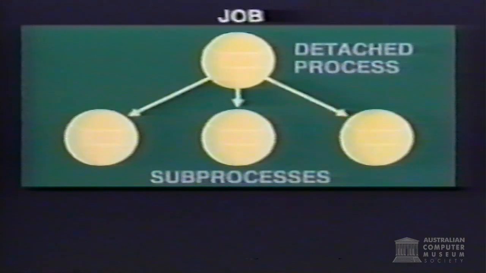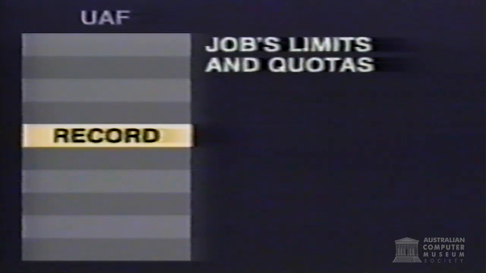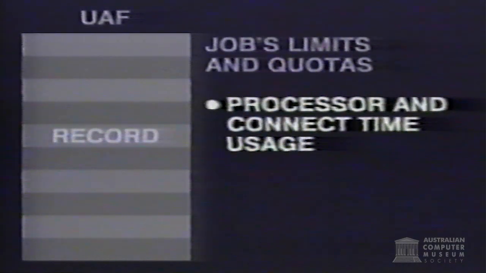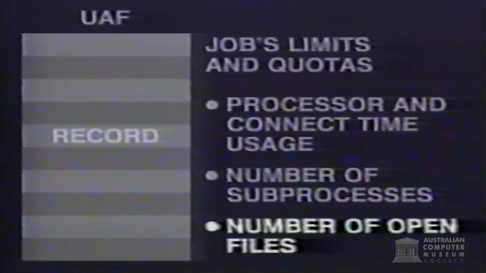In VMS, a job is the basic accounting unit, while a process is the basic scheduling unit. All of the processes in a job share some of the resources that were initially allocated to the detached process at the top of the hierarchy. A portion of a user's record in the user authorization file defines the job's resource limits and quotas. These limits and quotas are used to define ceilings on the use of resources such as the CPU, memory, and I/O devices. For example, there are limits and quotas that control the total processor and connect time usage, the number of sub-processes a job can create, and the number of simultaneously open files.